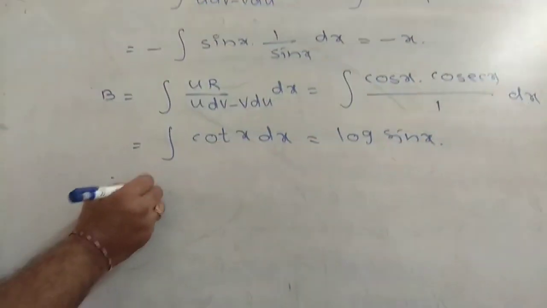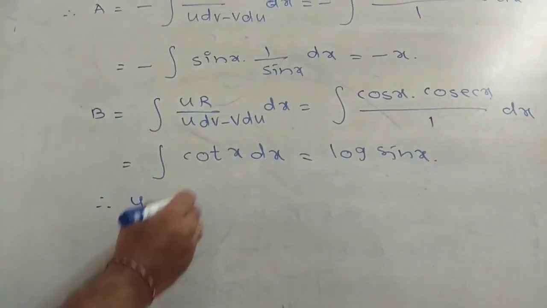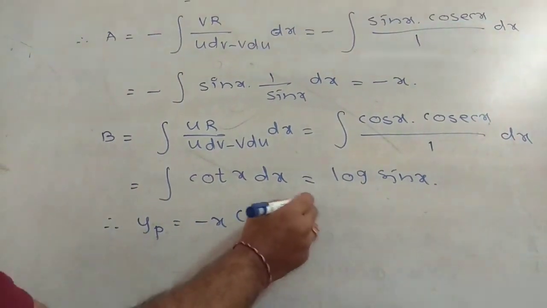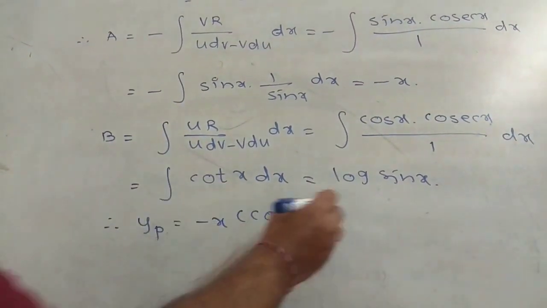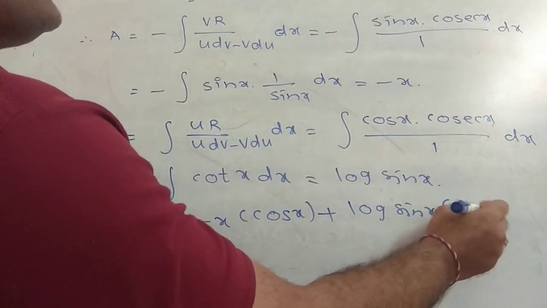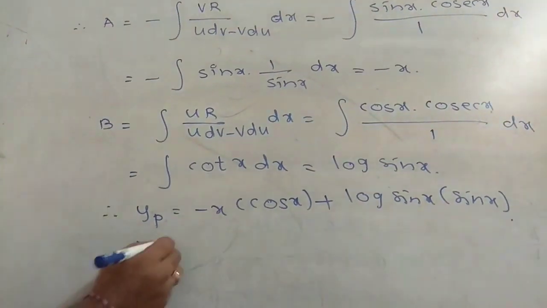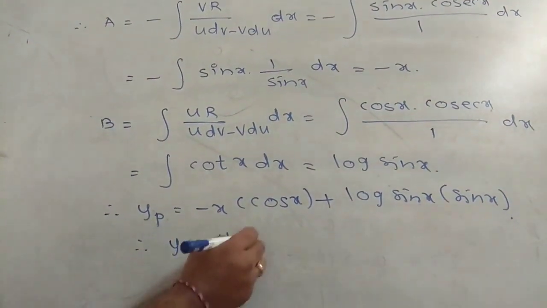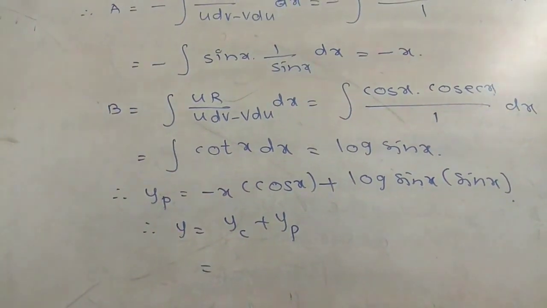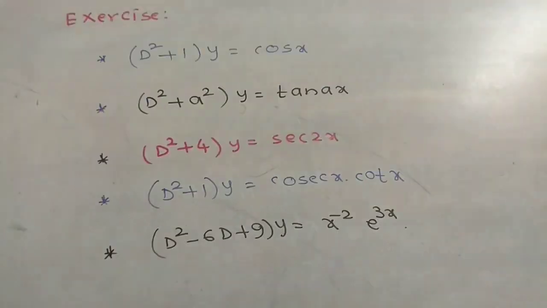So this is about B. So therefore directly you are calculating yp. It is Au. A means it is minus x into u is cos x, and plus Bv. It is logarithm of sin x into v is nothing but sin x. So this is about particular integral. So therefore the complete solution is yc plus yp. Just you substitute the values, you will get the complete solution of your given differential equation.